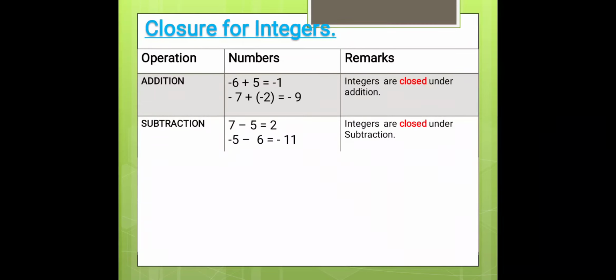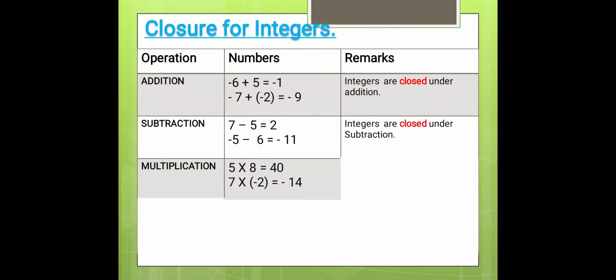We now move on to multiplication and multiply two integers. 5 multiplied by 8, the answer here is 40, which is an integer. 7 multiplied by negative 2, the answer here is negative 14, which is again an integer. So when we multiply two integers, the answer is always an integer. Therefore, integers are closed under multiplication.